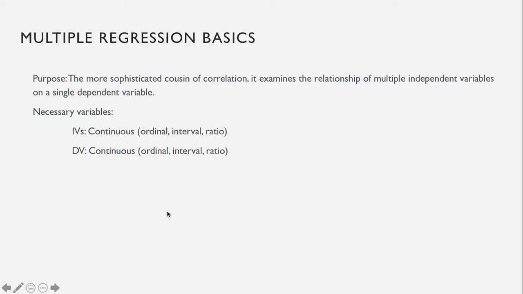Okay, this is multiple regression. Multiple regression is like the sophisticated cousin of correlation. It examines the relationship of multiple independent variables on a single dependent variable.